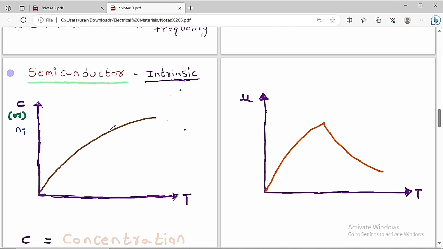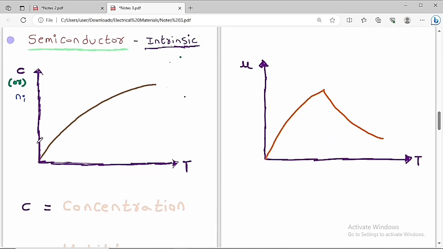So I am going to draw the graph between the concentration of the charged particles with respect to temperature. I already told you, N is proportional to T. If T is 0, N is also 0. If T increases, N also increases. So approximately I can draw the graph like this. Sometimes they will use either N or C. N is nothing but concentration, or you can say C is also concentration, meaning the number of charged particles present per unit volume.